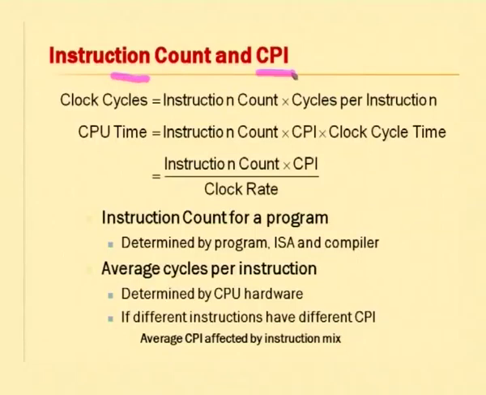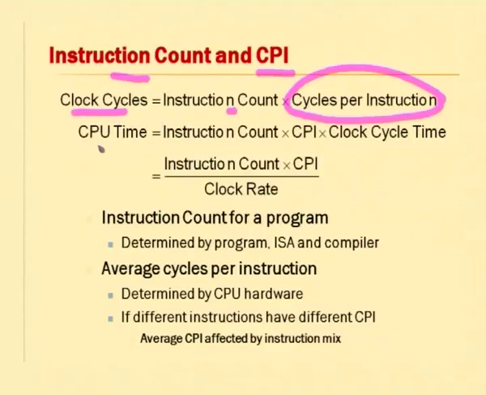Okay, now CPI basically stands for cycles per instruction. So this instruction count is the number of instructions that are going to be executed. So now we can say that the clock cycles that we talked about is equal to instruction count into the cycles per instruction. Instruction count gives me the number of instructions, so that into the number of cycles that it takes per instruction will give me the clock cycles.